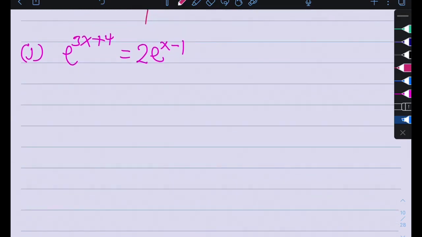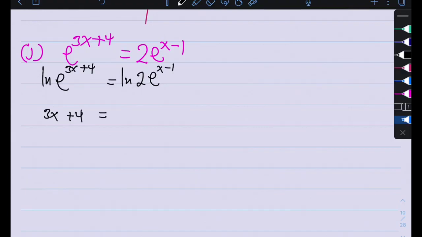How about part j? For this particular problem, it's easier to take the ln of both sides, right? Let's see how that would help. So I have ln e^(3x+4) = ln 2e^(x-1). Okay, now the left hand side, we're just giving 3x + 4.